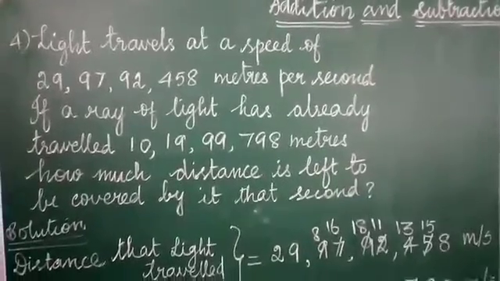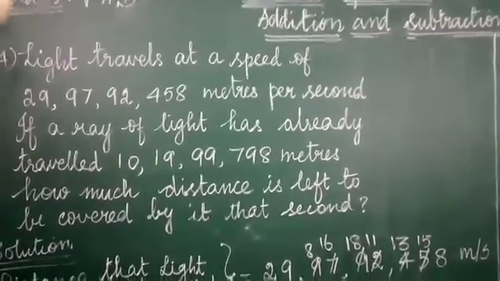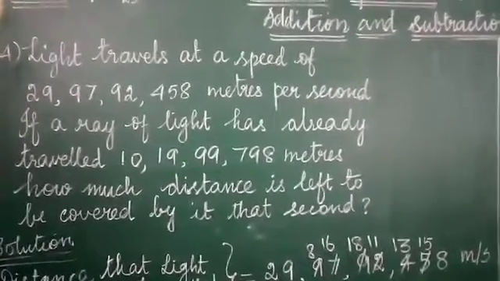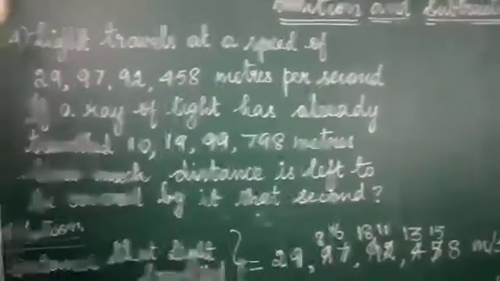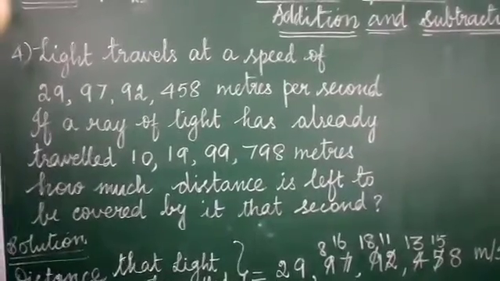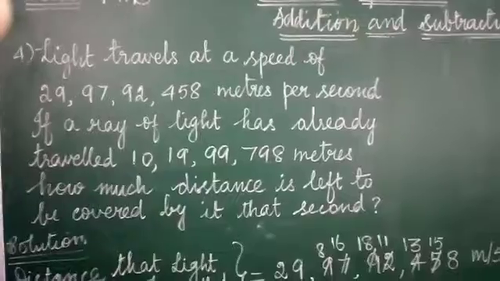This is the question. What is the meaning of meter per second? It travels for 1 second. This much of meter for 1 second it travels, because the speed of light is more. So it is given as meter per second. So we have to write that unit also. Now shall we go to the solution?